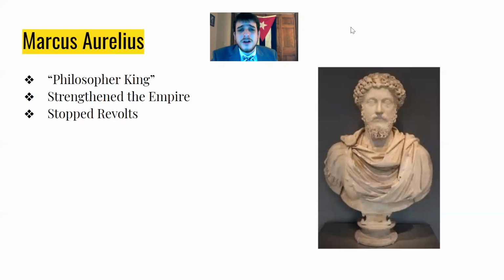Another great emperor of ancient Rome is Marcus Aurelius. Marcus Aurelius was known as the philosopher king. This is because of his desire to gain knowledge and his desire to put science, mathematics, and those kinds of content areas ahead of others. He wants people to learn. He wants people to be educated. He himself wants to be educated.